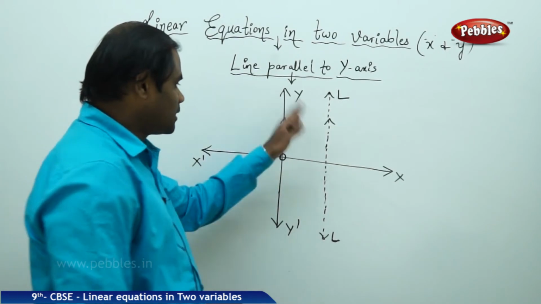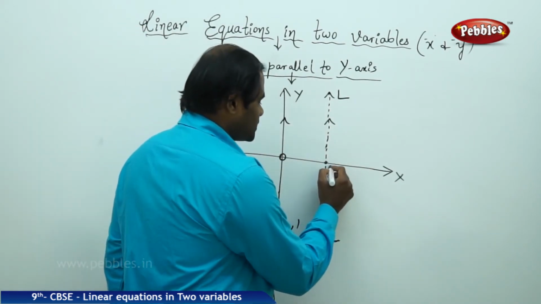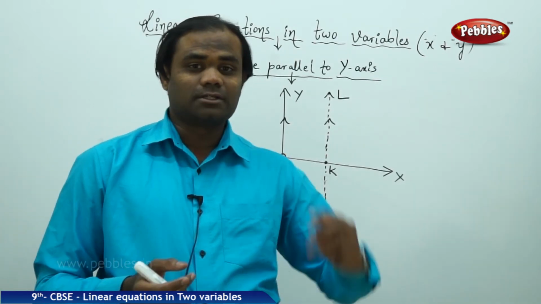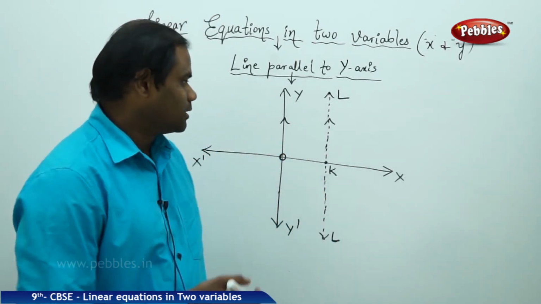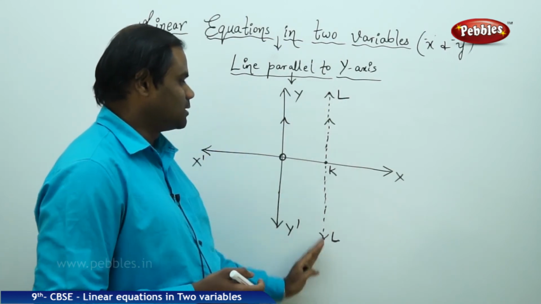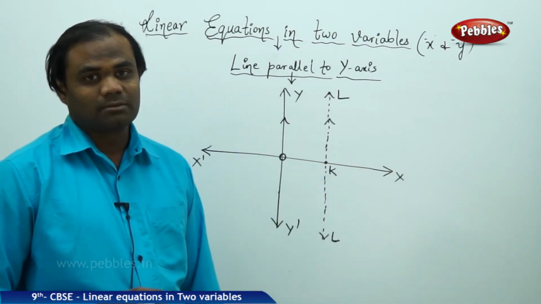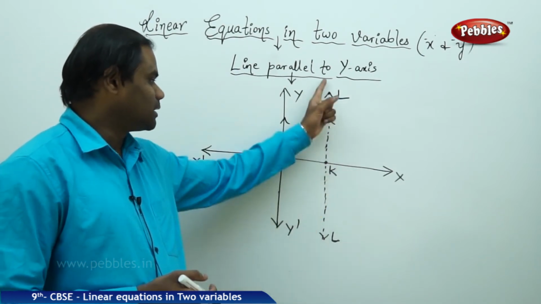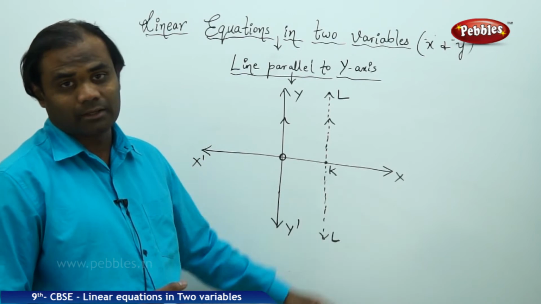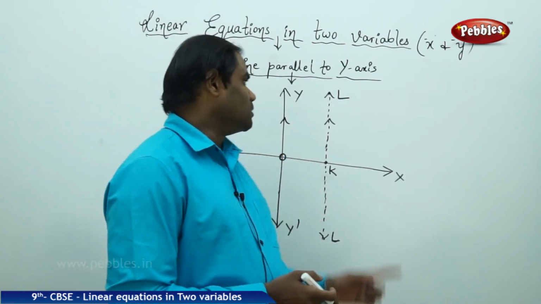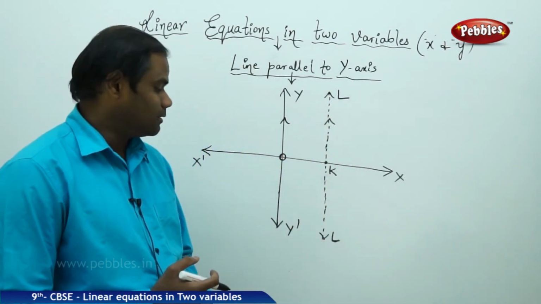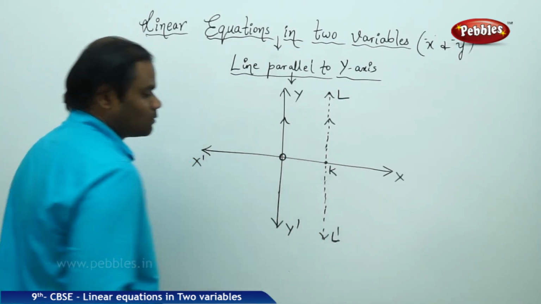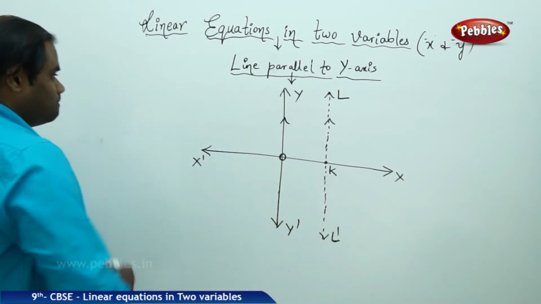Imagine this line cuts x-axis at k, just like the same line cutting y-axis at k when it is parallel to x-axis. Similarly, if the line is parallel to y-axis, it must cut x-axis, but it never cuts y-axis. So it cuts x-axis at say k. Now the question comes, what would be the equation of this line L? So let's see how we can derive this formula.